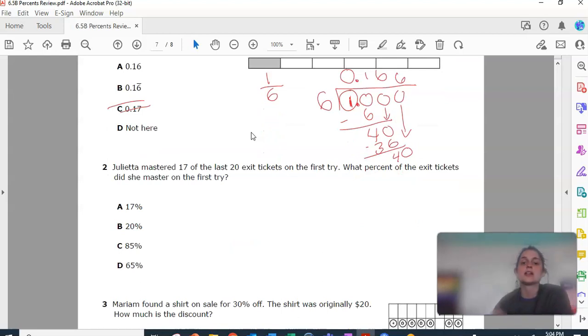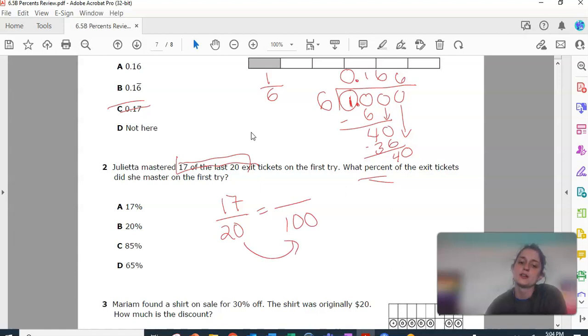Julietta mastered 17 of the last 20 exit tickets. Good for you. That's a lot of mastery. What percent? We want to make this into a percent. So percents are fractions out of 100. This can become a fraction. 17 out of 20. If you want to divide that, that will give you a decimal you can change to a percent, or you can make a proportion and scale up to a fraction out of 100, which then you can change to a percent.